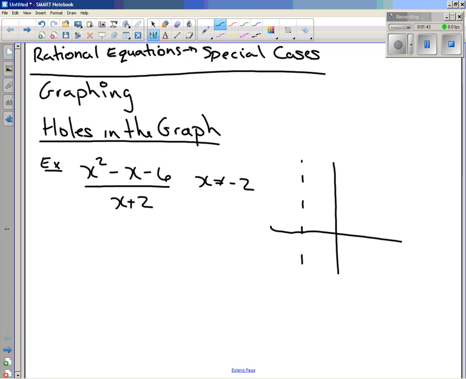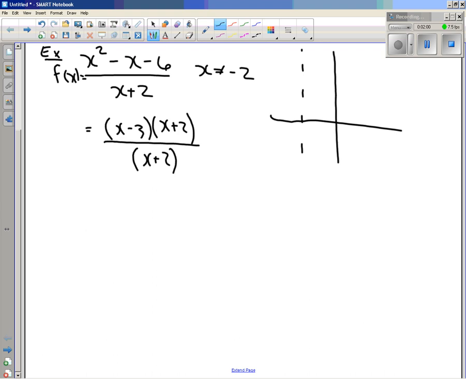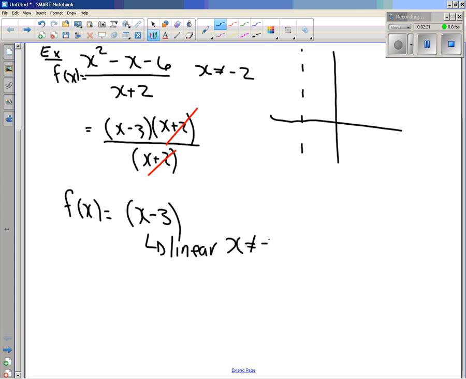Okay, but if we take the next step and factor our numerator, we have an x plus 2 term in both our numerator and our denominator. So we could take that and cancel both of them out, and we'd be left with a function x minus 3. So we say this is a linear function, and we just got to keep in mind that x can't equal -2.